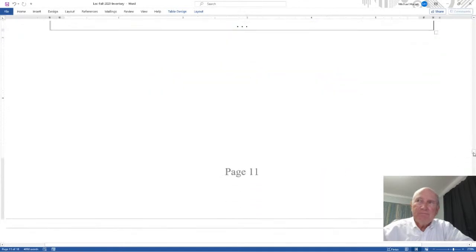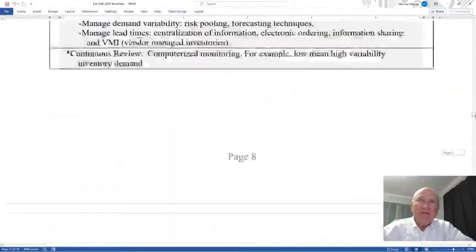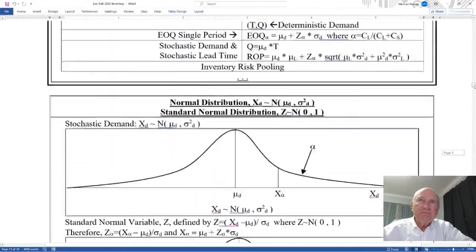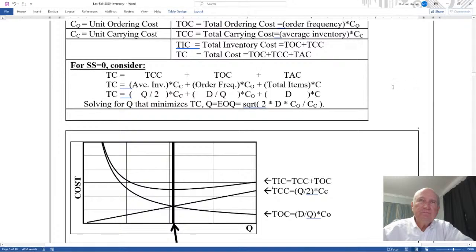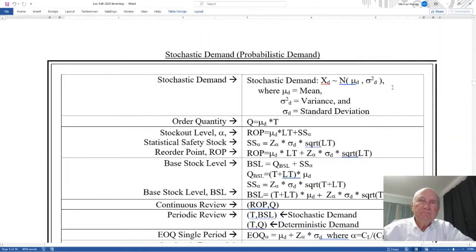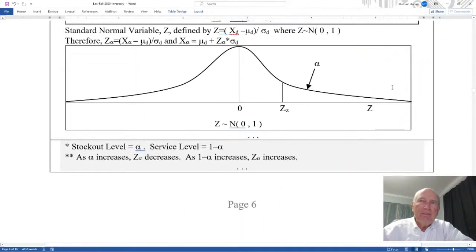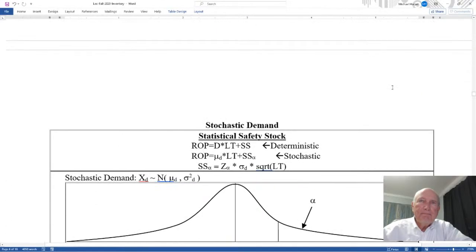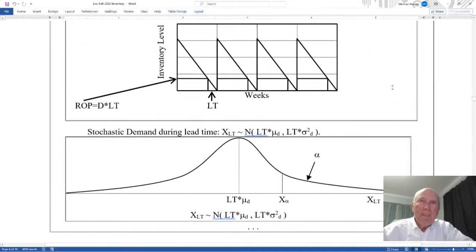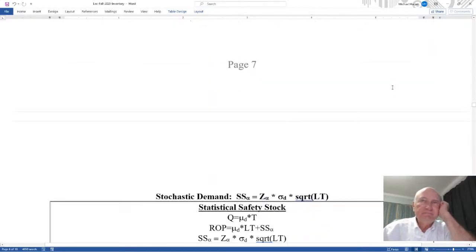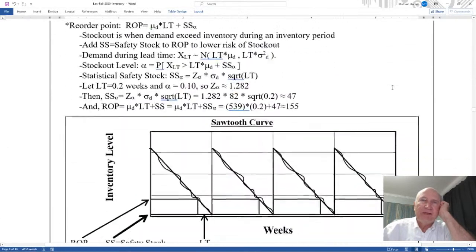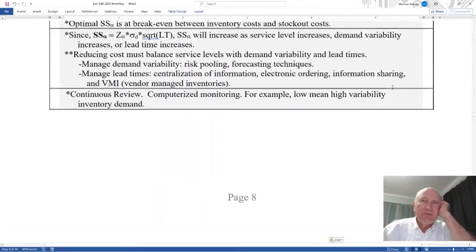Let's back up here to the stochastic demand on page 8.